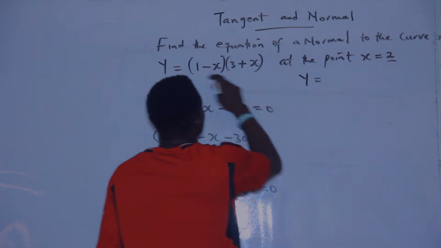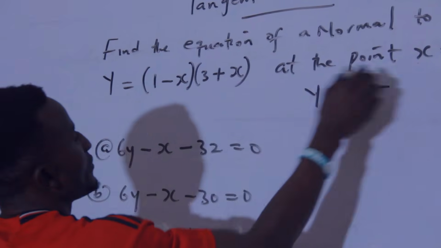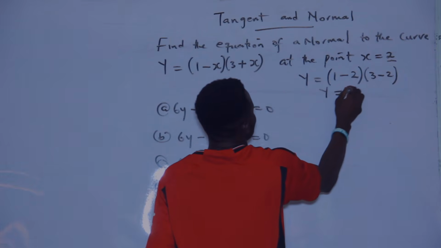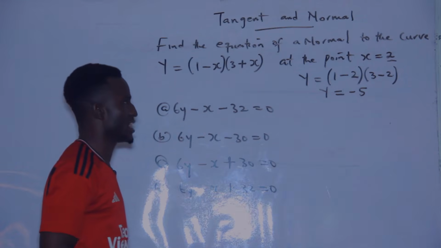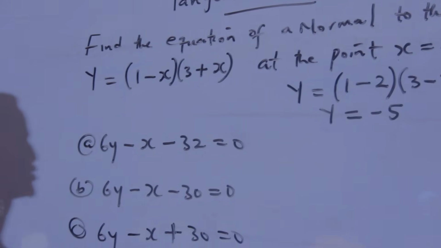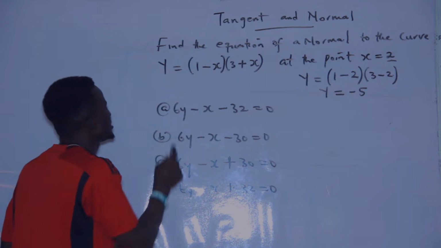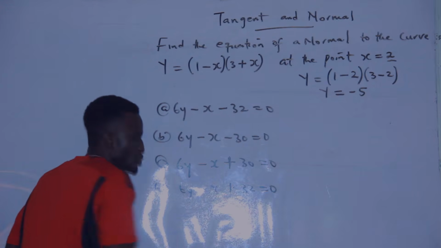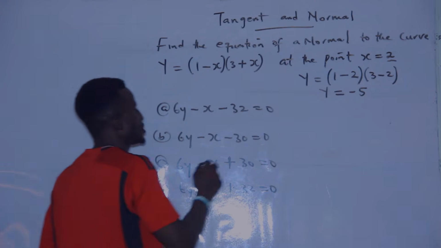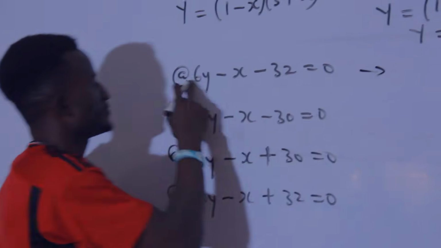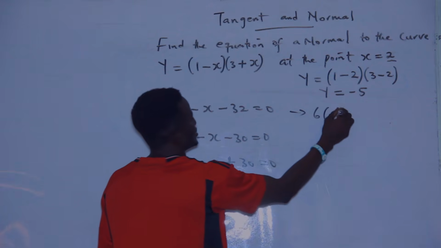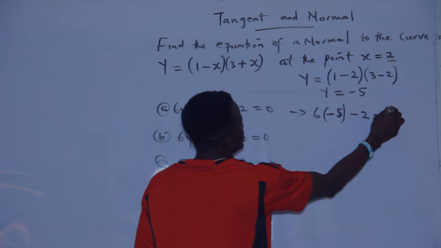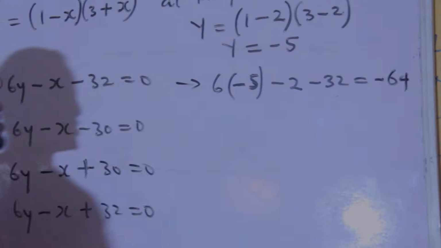So y will now be equal to 1 minus the value of x given to us, which is 2, into bracket 3 minus 2. You observe that the final answer here, your y, will be equal to minus 5. Now, when y is equal to minus 5, I will substitute both x and y in these options, and we are going to check the one that is equal to 0. For the first option, we have 6 into bracket y, which is minus 5, minus x, which is 2, minus 32. You observe that the final answer to this is minus 64.